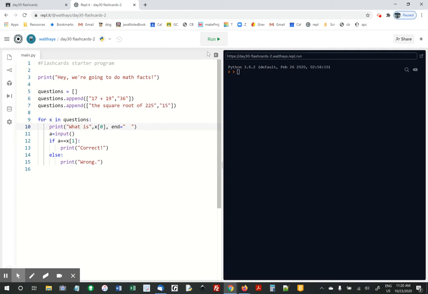let's see what happens. If I run this, what is 17 plus 19? Guess it'd be nice if I had a question mark. So run, what is 17 plus 19? I say 36, it says correct. What is the square root of 225? 15, correct. I guess I should have got one of them wrong.